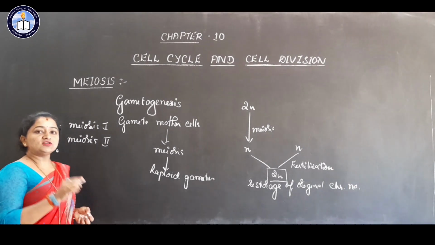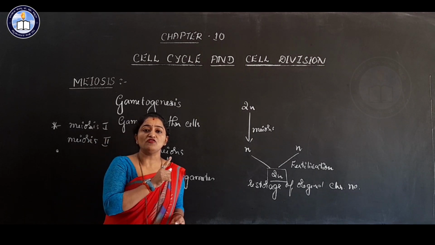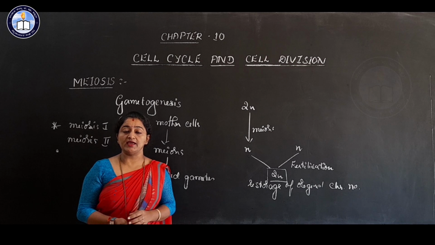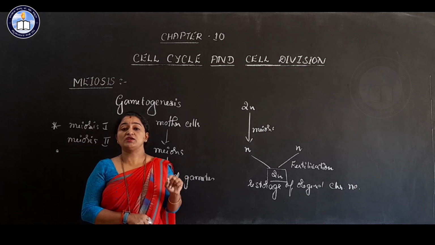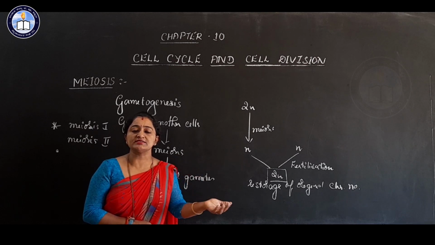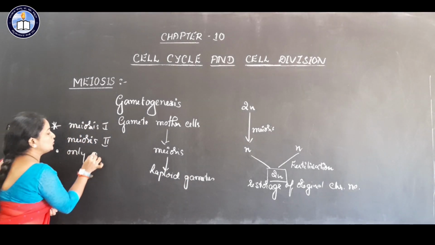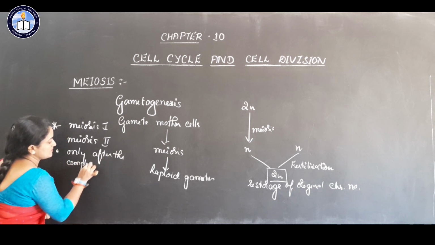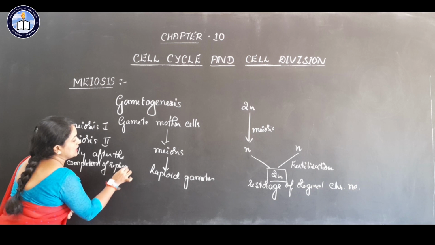Next point, meiosis begins only after the duplication of DNA, which takes place in the S phase of interphase. Andre meiosis yavaga start agutte anta helidre, in the gamete mother cell, when there is a completion of DNA replication which takes place in the S phase of interphase, then only initiation of meiosis takes place. That is, only after the completion of replication of DNA.